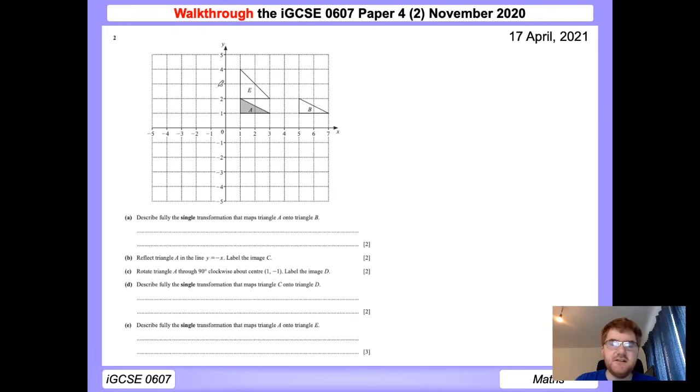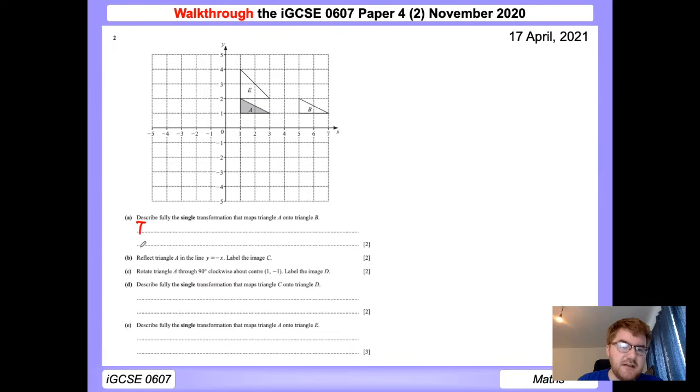So let's go through this. So describe fully, first of all, the single transformation that maps triangle A onto triangle B. So it's a 2-mark question. Always use the amount of marks to guide how much detail that you need to put. The first thing we need to notice here is that going from A to B, we're just moving the shape essentially, which we call a translation.